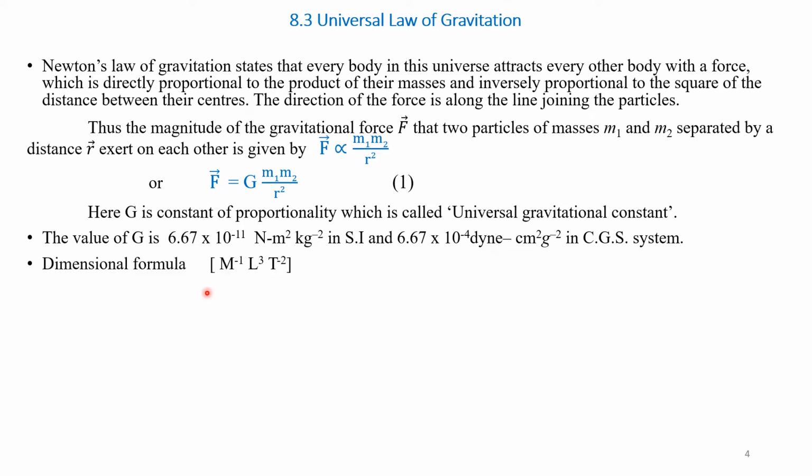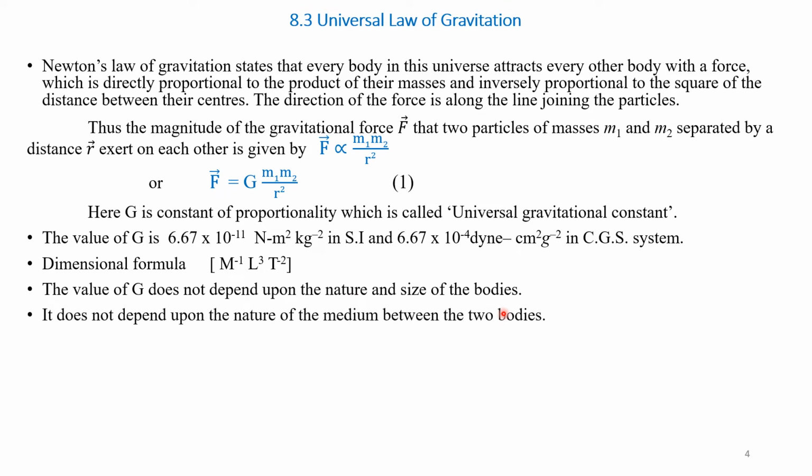The dimensional formula of the gravitational constant is M to the power of minus 1, L cube and T to the power of minus 2. The value of G does not depend on the nature and size of the bodies, and it also does not depend on the nature of the medium between the two bodies.